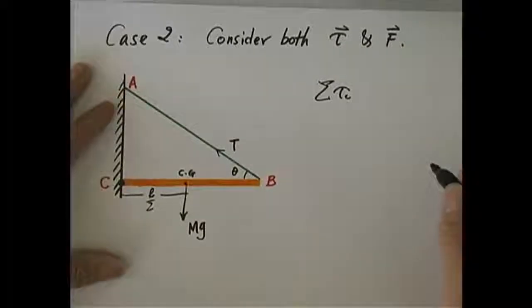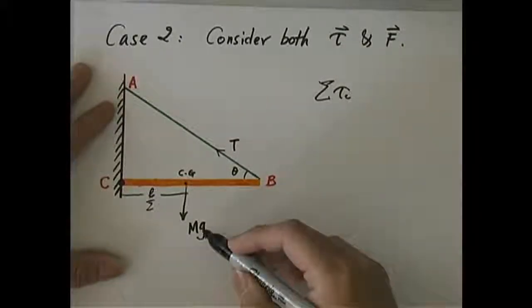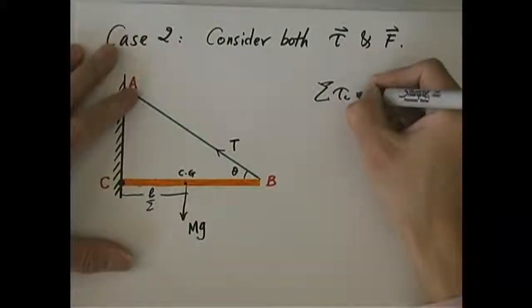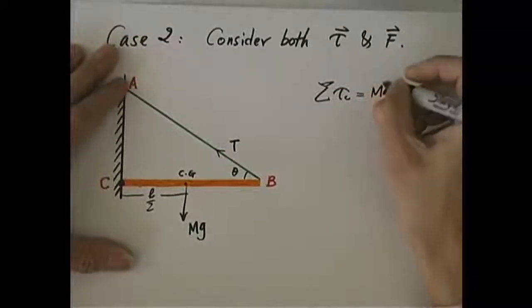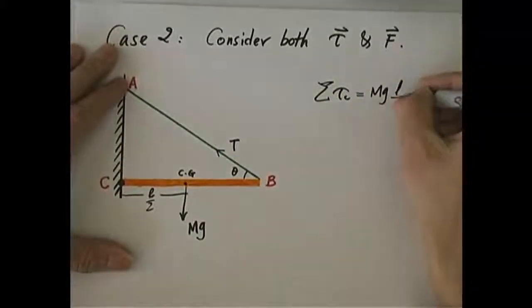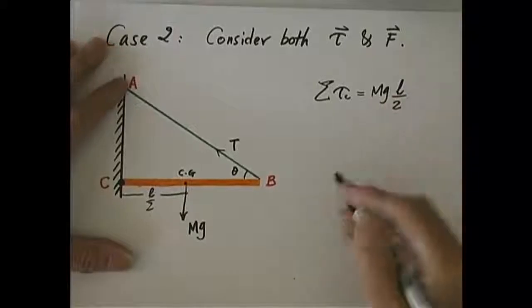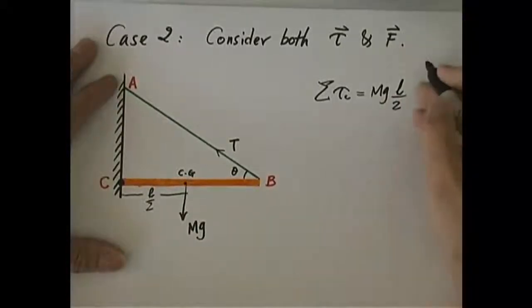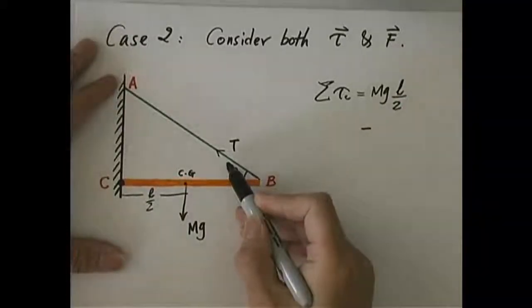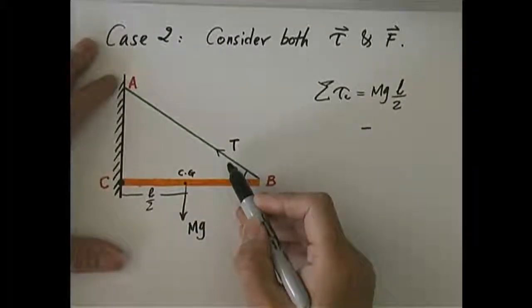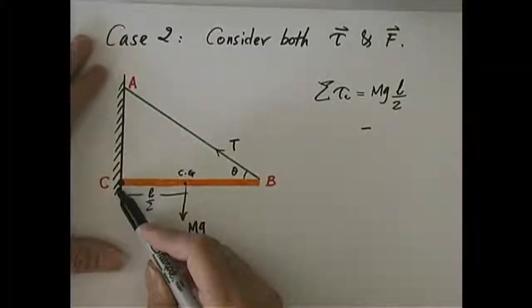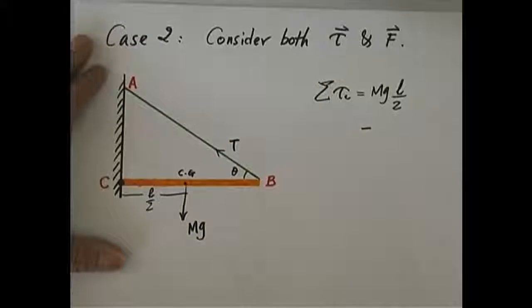So what is the torque provided by mg? That would be equal to mg times the lever arm, which is L over 2. And that's a positive torque. Now, minus the torque provided by tension. That should be equal to 0, because the net torque about point C is equal to 0, just like the net torque about any other point.